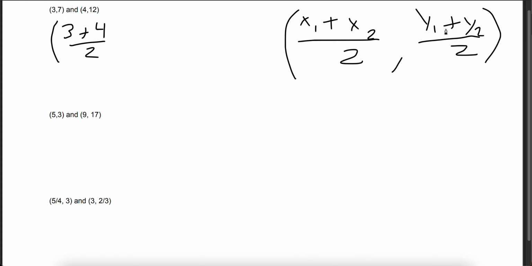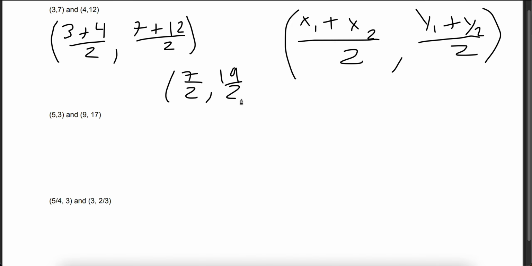On the other hand, we have to find the middle of the y's, and this is y1, this is y2, so 7 plus 12 is 19, which is 19 halves. So 7 plus 12 over 2. That means our final answer for this will be 7 halves and 19 halves. Remember, this is a point.